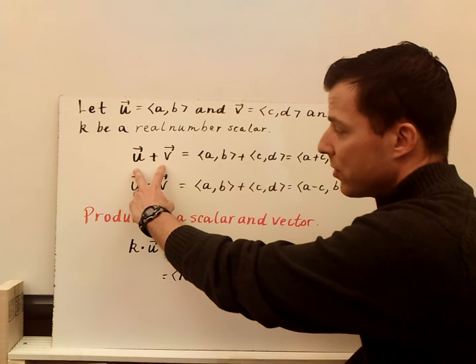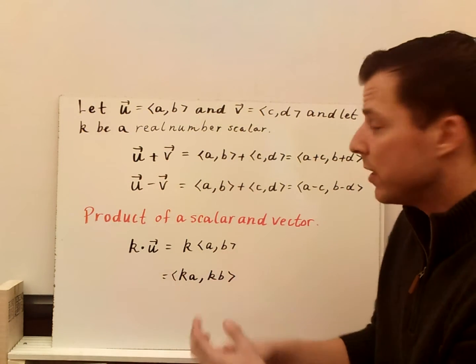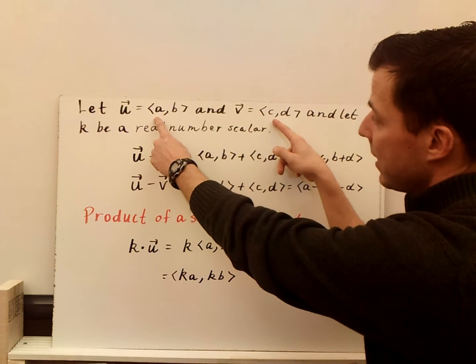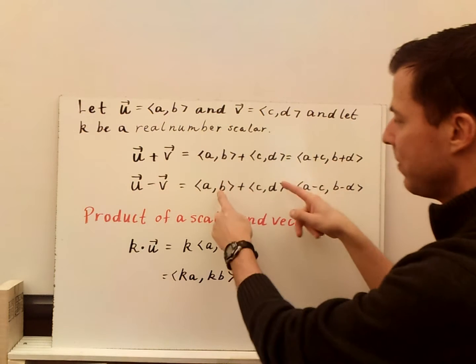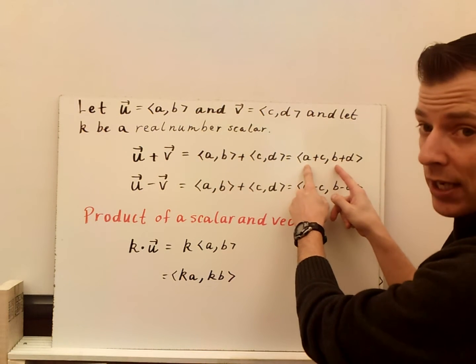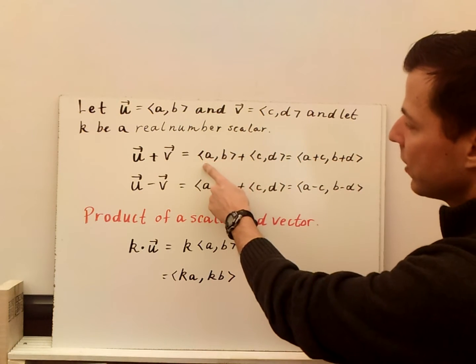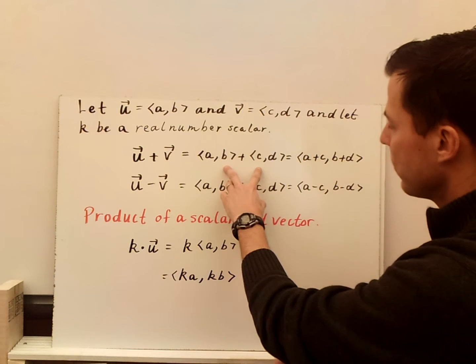When you add two vectors, you add the same components. A and C are going to be added together, and B and D are going to be added together. Think of the X coordinates and the Y coordinates being added together, the horizontal and the vertical. If you're going to add two vectors together in component form, this is what it's going to look like.